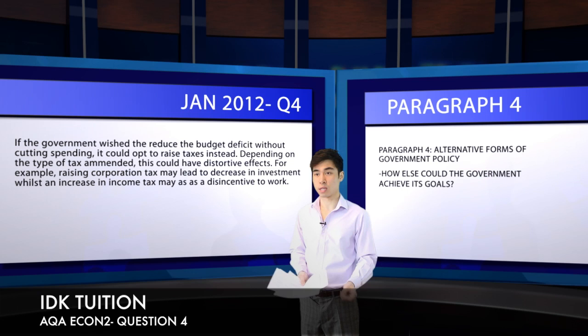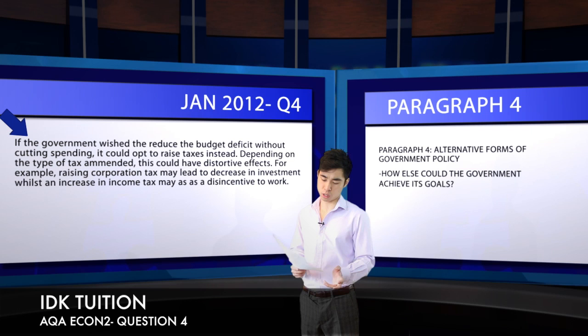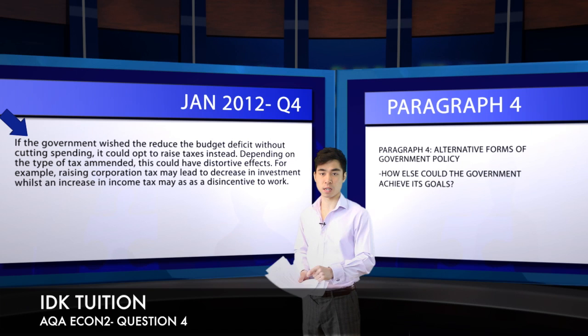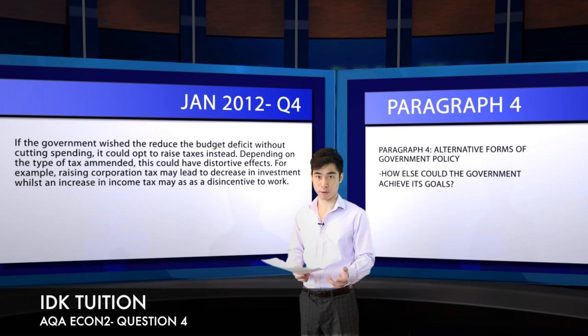An easy point to make here is that rather than cutting government spending, the government could just raise taxation and that would have the same effect. It's a very similar kind of point to one you might have made in paragraph three, but if you haven't made it explicitly in paragraph three, I'd make it in paragraph four. Remember, it is an alternative form of government policy, albeit an alternative form of fiscal policy.